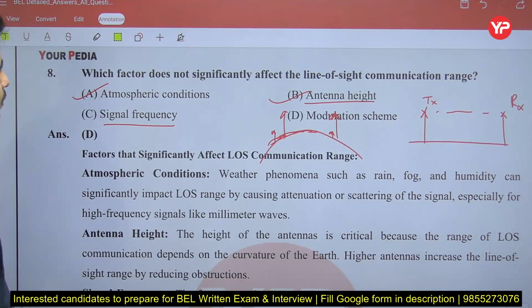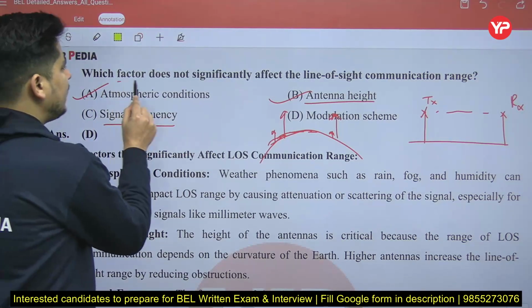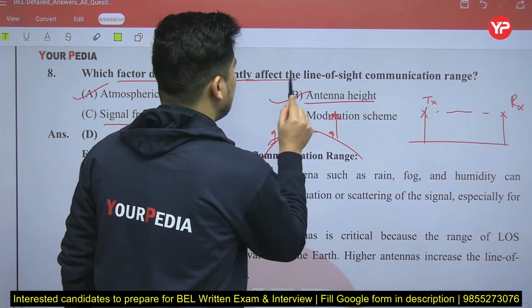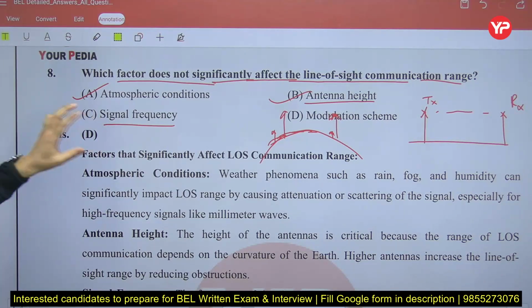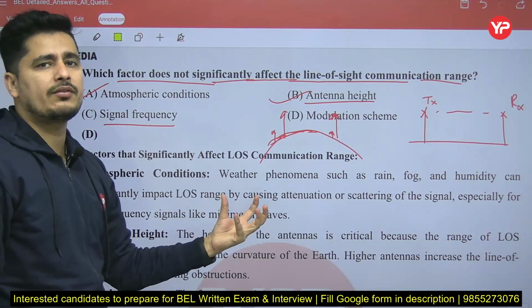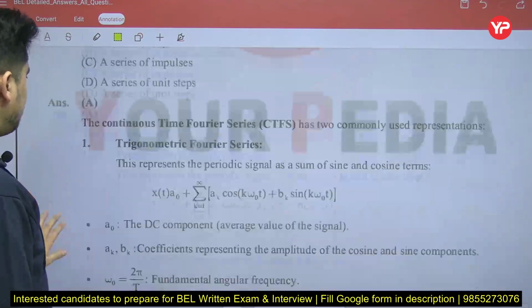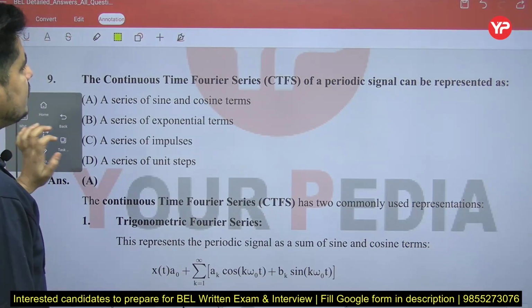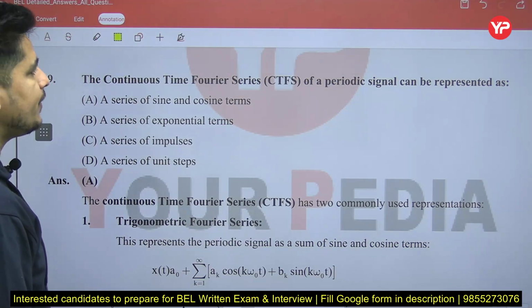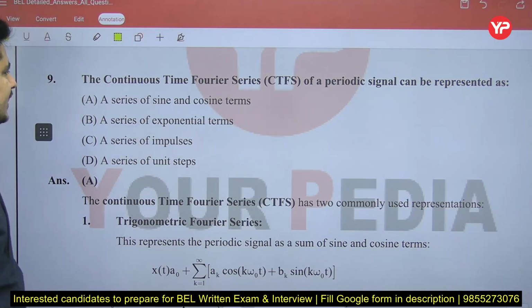Answer is D, because he is asking which factor does not significantly affect your line of sight communication range, right? That is the main point. Your modulation scheme will not affect that. Next one, yeah. A continuous time Fourier series of a periodic signal can be represented as.